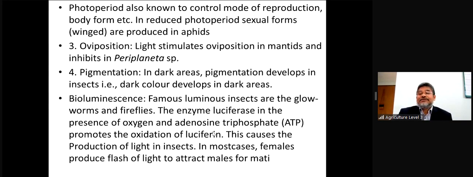You have seen luminous insects. They are called luminous insects. Glow worms, fireflies are the insects that produce light by themselves. One of the enzymes they have, luciferase, in the presence of oxygen and adenosine triphosphate, promotes the oxidation of luciferin and light is produced. This causes the production of light in insects.